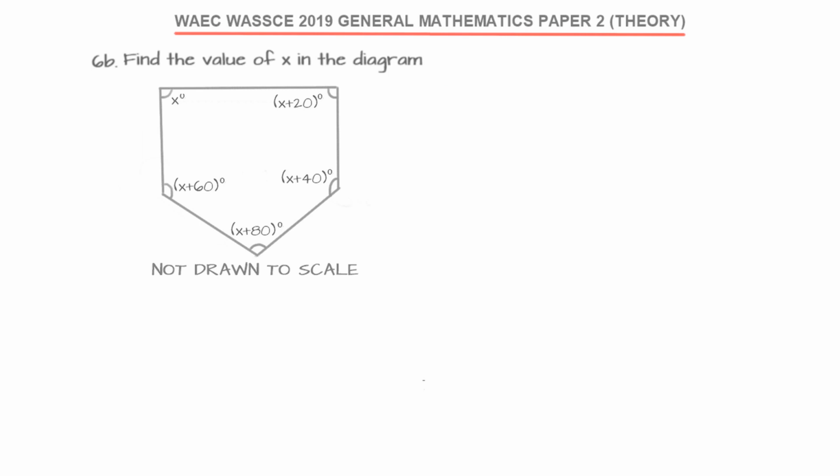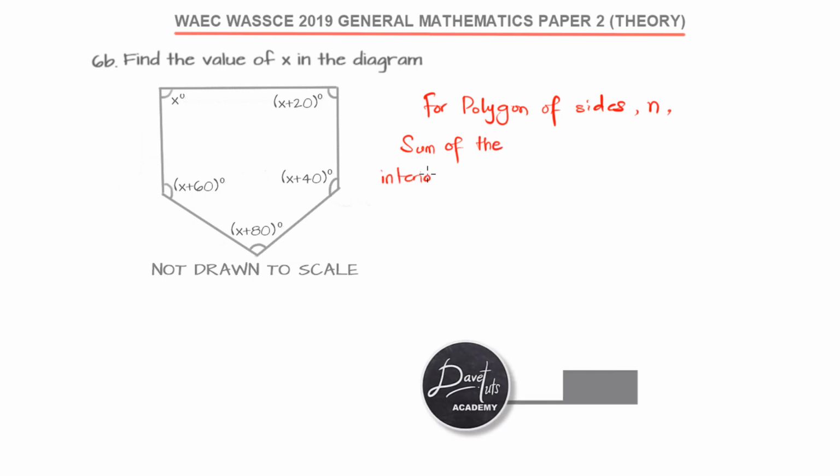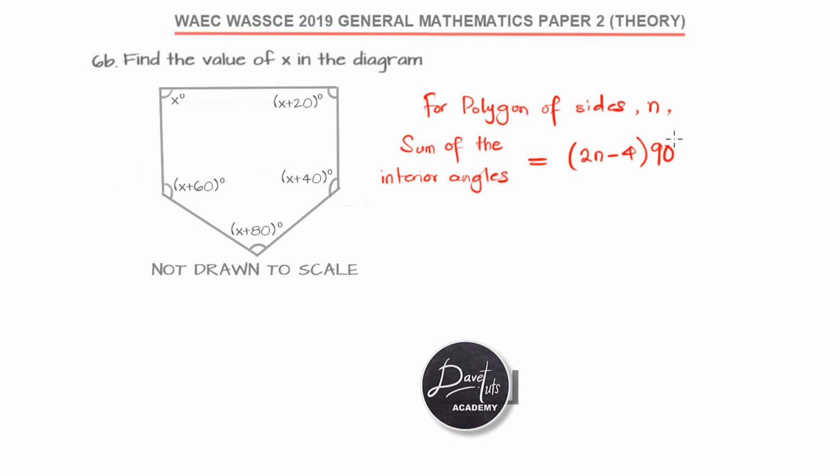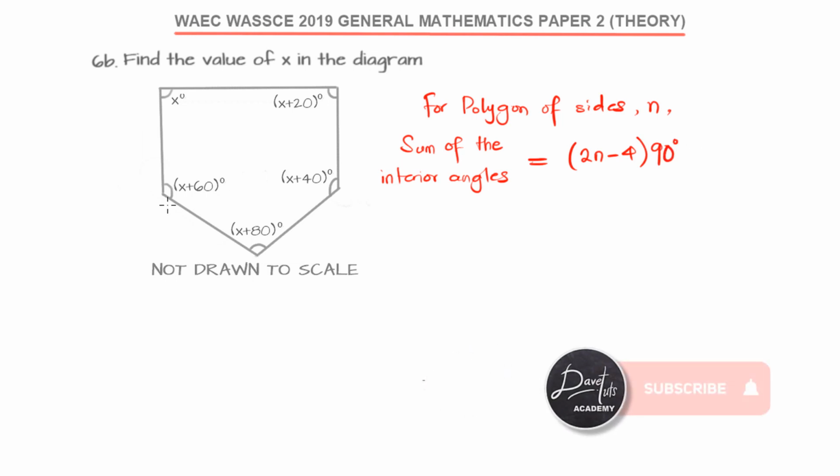In the diagram that we are given, we are to find the value of x, and we are told that the diagram is not drawn to scale anyway. Now we need to notice that this is a polygon, and for a polygon where n is the number of sides, the sum of the interior angles is given by the formula 2n minus 4, multiplied by 90 degrees, okay? Just as written on the board.